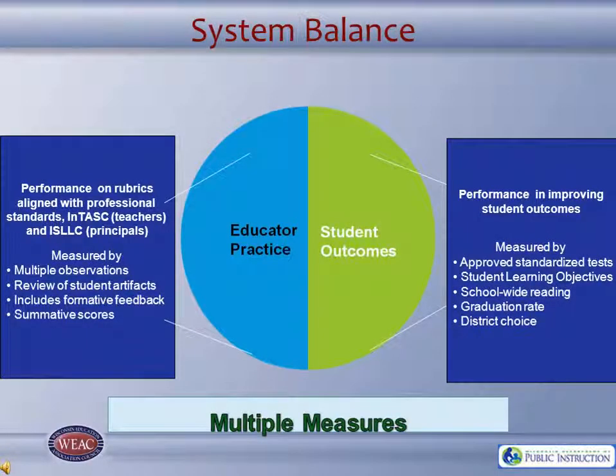In the Educator Effectiveness Model, teacher evaluation is split into two parts. 50% of teacher evaluation will be based on teacher practice, and 50% will be based on student outcomes. Due to WEAC advocacy, the student outcomes portion consists of multiple measures of student performance. One of those measures is the student learning objective. Teachers will be required to write one or more student learning objectives.